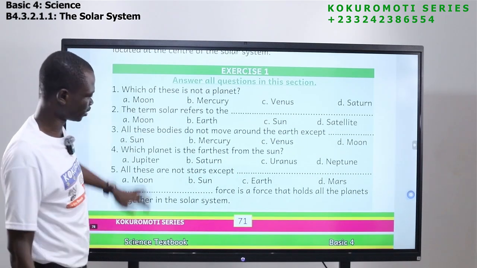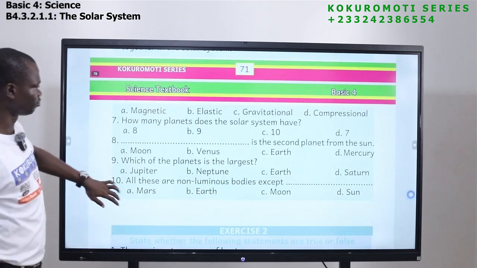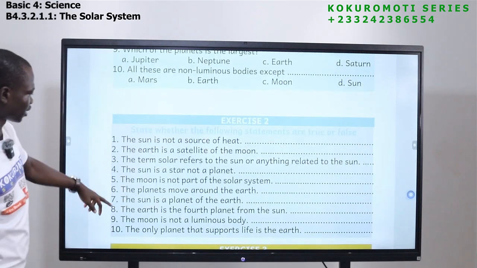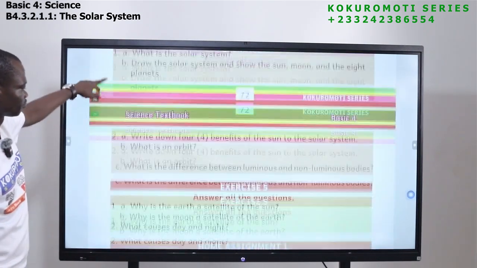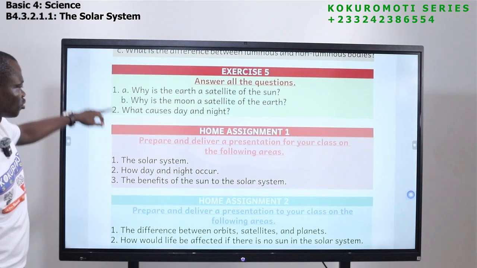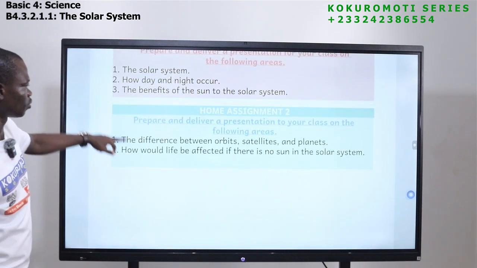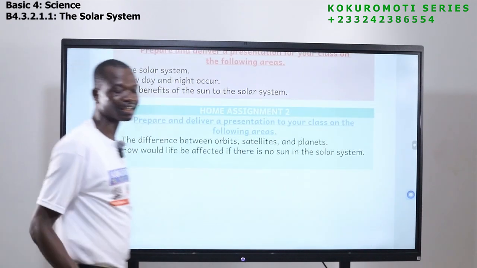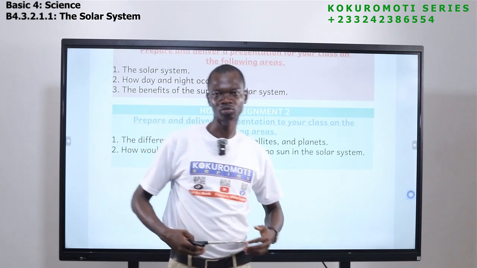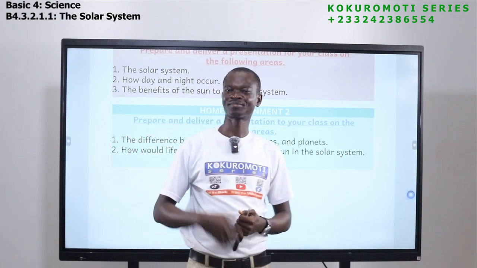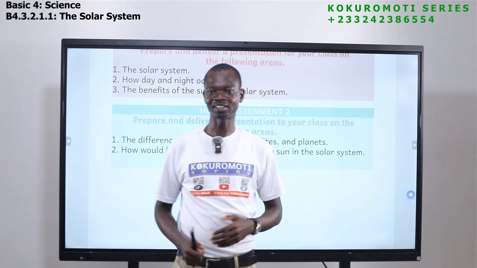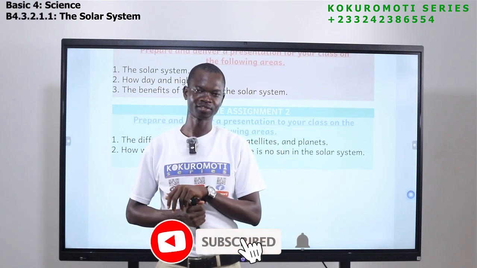We have exercise 1 here. 10 questions, exercise 2. 10 questions, exercise 3. Exercise 4. Exercise 5. We have home assignment 1. Home assignment 2. So these are the exercises and the home assignment that I want you to do for me. Take your time. Watch the video again. Read the text, you understand it, and you'll be able to answer all the questions.